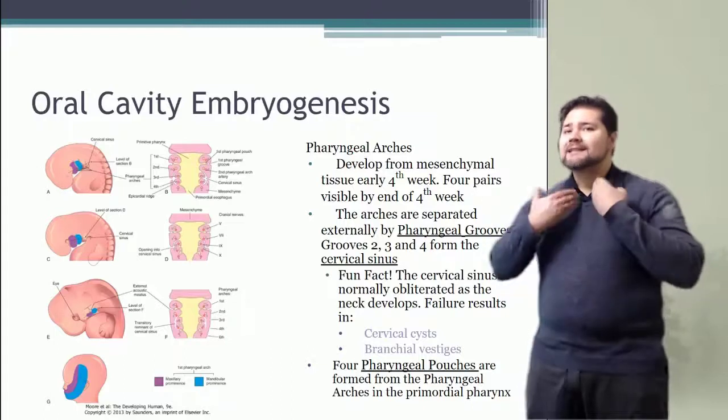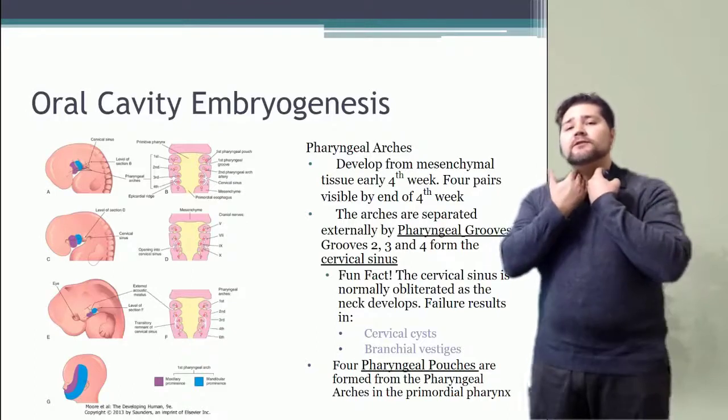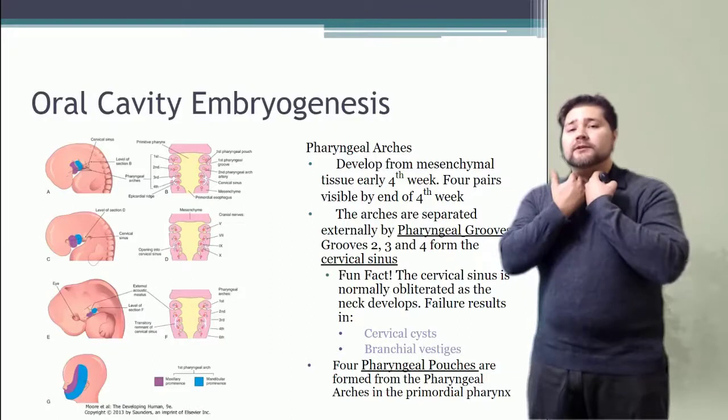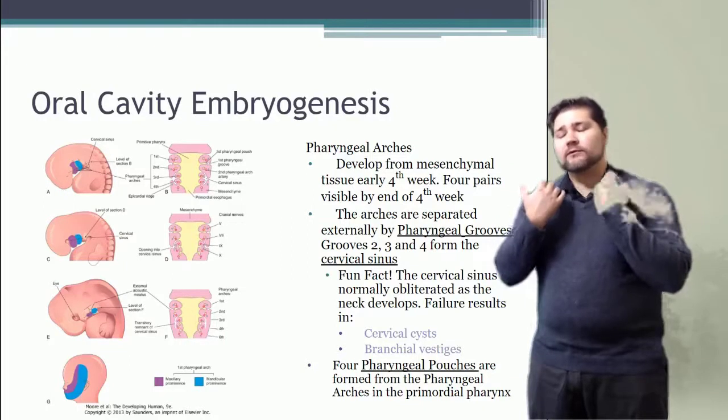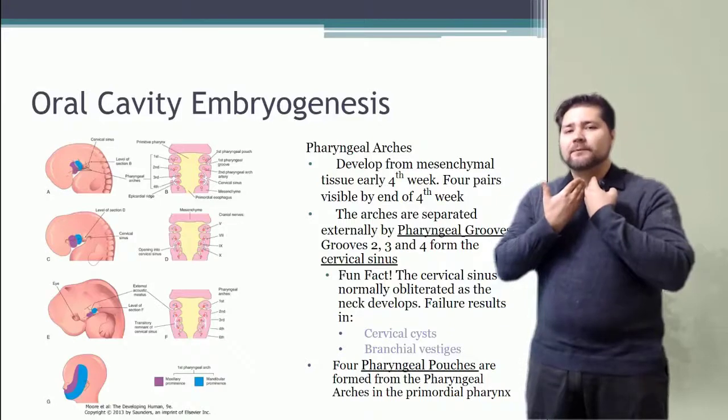Now, going on the inside, lining the inner lining of our embryo, we have pharyngeal pouches. These are going to be separating the pharyngeal arches on the inside and help form the pyramidal structures of our pharynx. Don't mix up the grooves and the pouches. Grooves are on the outside, pouches are on the inside here.